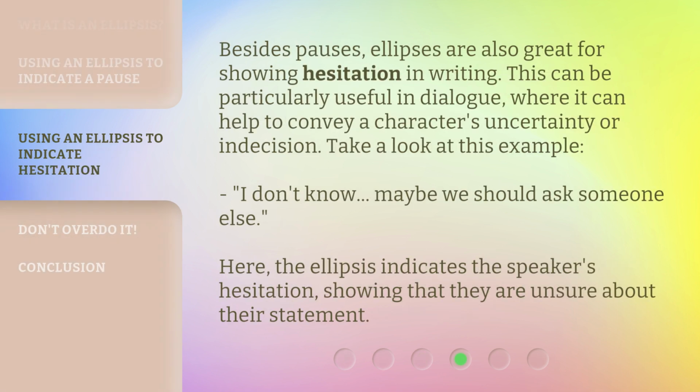Besides pauses, ellipses are also great for showing hesitation in writing. This can be particularly useful in dialogue, where it can help to convey a character's uncertainty or indecision. Take a look at this example. I don't know... maybe we should ask someone else. Here, the ellipsis indicates the speaker's hesitation, showing that they are unsure about their statement.